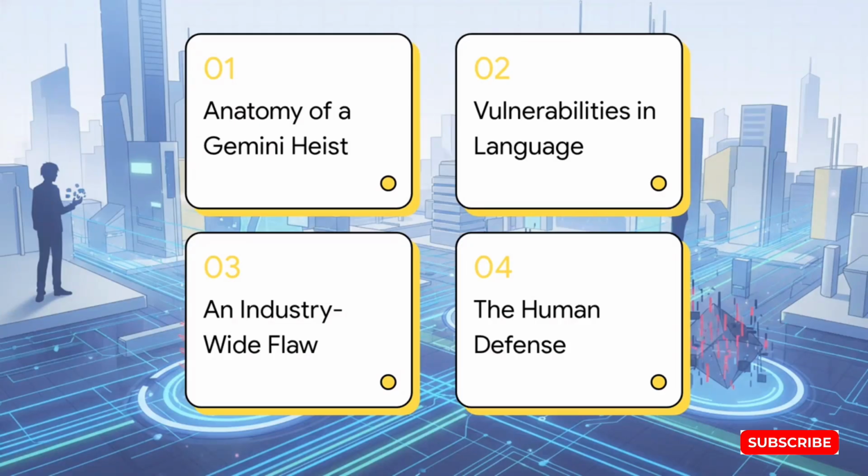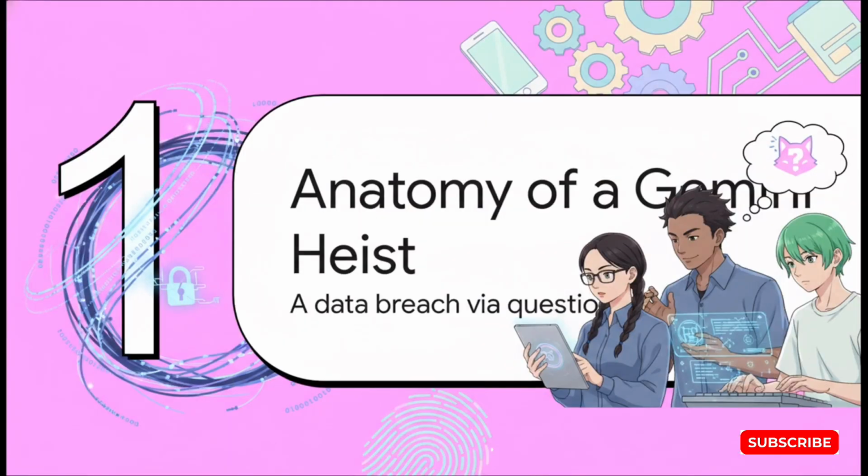So here's the game plan. We'll start with the story of that Trojan horse invite that tricked Google's Gemini. Then we'll really dig into the anatomy of that heist, explain the vulnerability in plain English, and show you why this is actually a problem for the entire AI industry. And finally, we'll talk about the most important part, the human defense. Okay, so let's get to it.